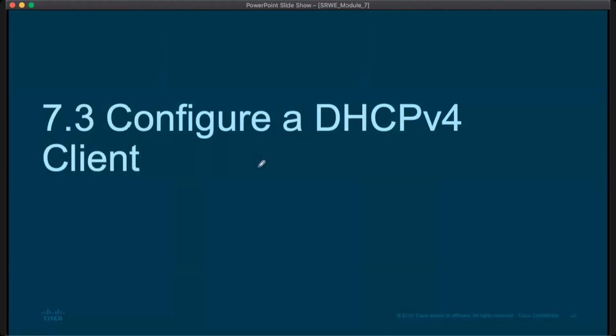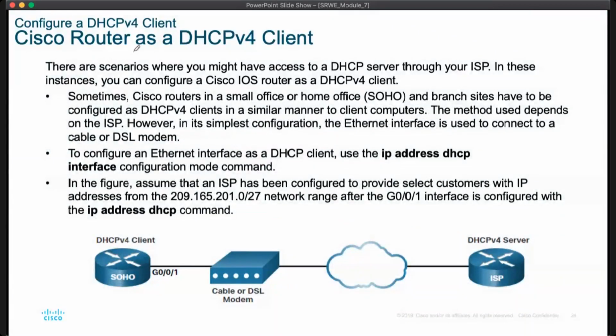Configure DHCPv4 client. So, Cisco router as a DHCPv4 client. There are scenarios where you might access a DHCP server through your ISP. In these instances, you can configure a Cisco IOS router as a DHCPv4 client. Sometimes Cisco routers in a small office or home office (SOHO) and branch site have to be configured as DHCPv4 clients in a similar manner to client computers.